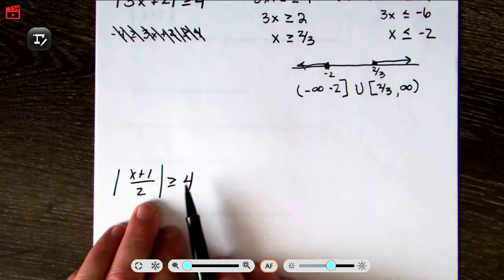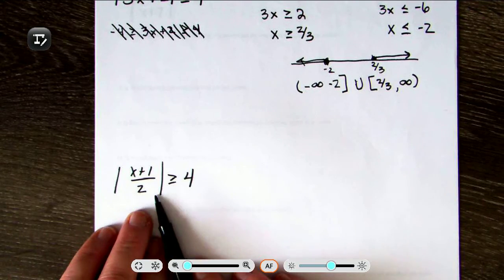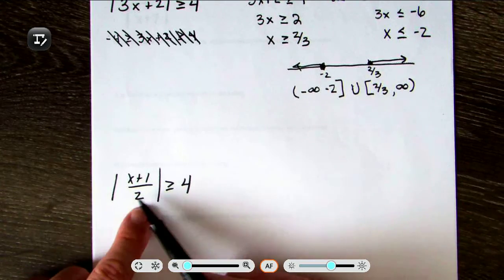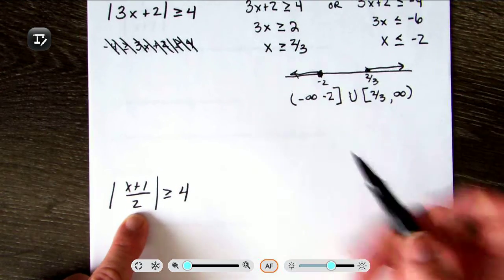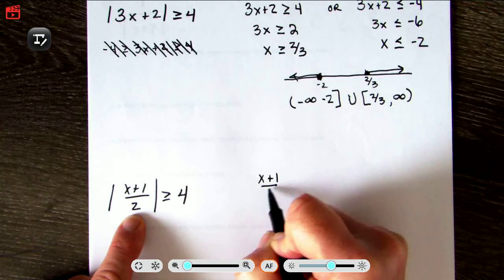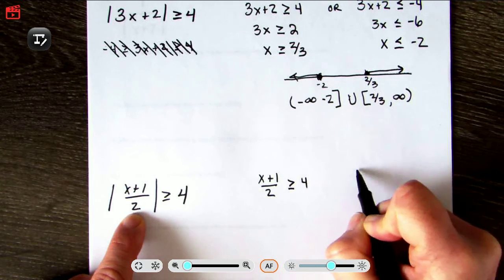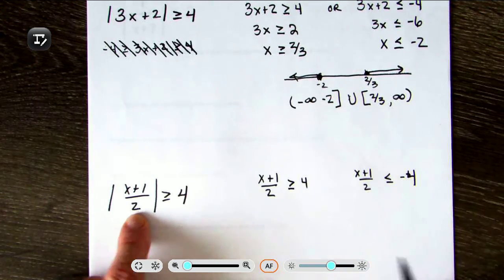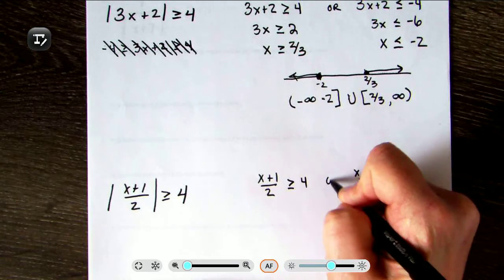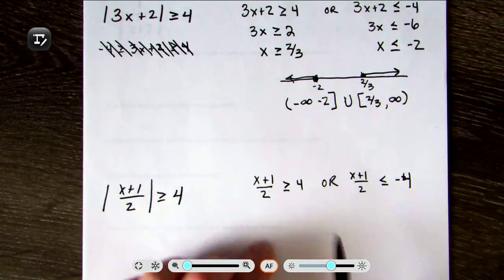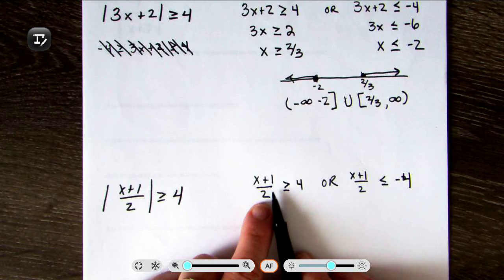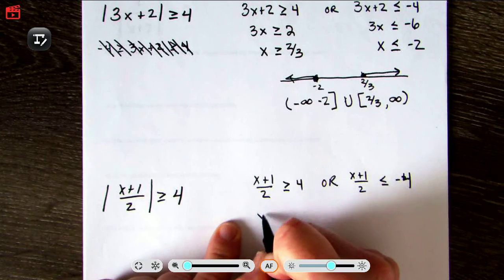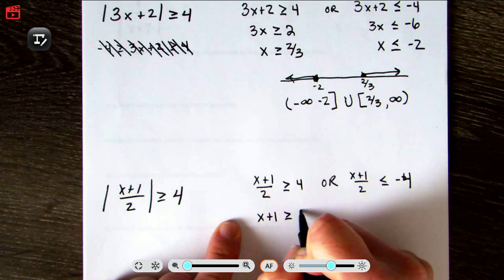Okay. Similar problem, just a little uglier looking. Again, we have that greater than or equal to 4. It's going to start out the same way, so it doesn't matter how messy this thing is in the beginning. It is that ugly mess, greater than or equal to 4, that ugly mess, less than or equal to negative 4. Again, with the greater than, we have to split it into the two pieces. And now to undo this ugly mess, we've got this divided by 2. So I'm going to multiply both sides by 2. Since 2 is positive, it does not change the inequality symbol.